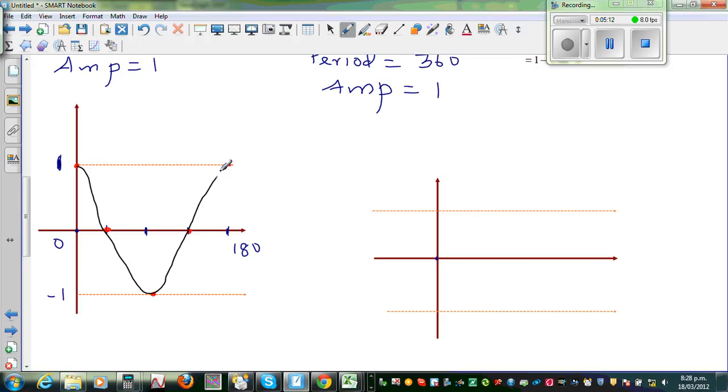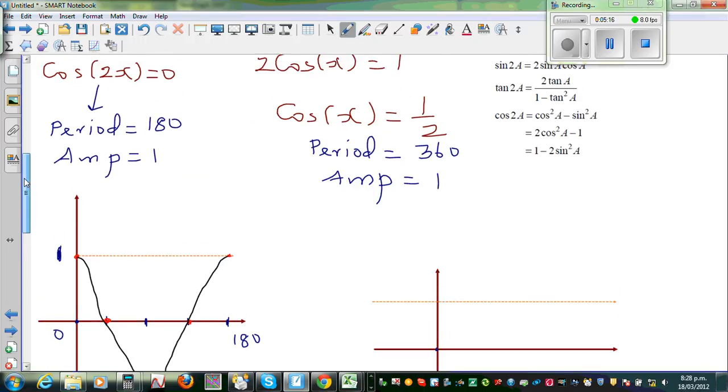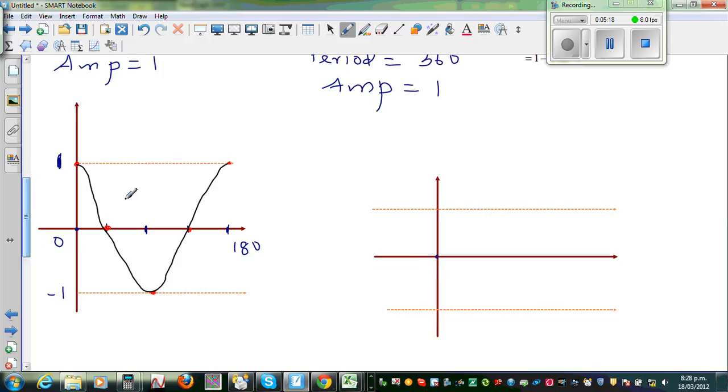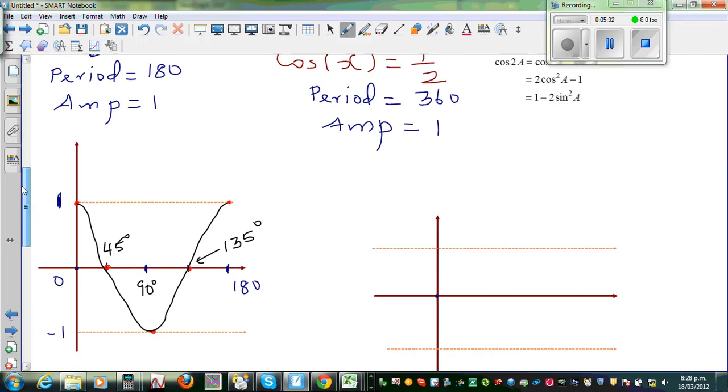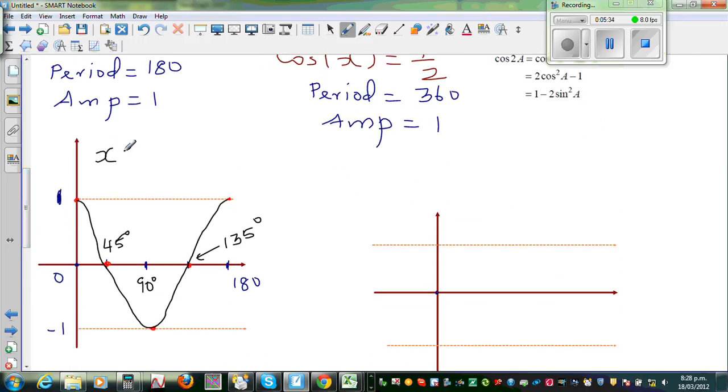Okay, now from the graph you can see where your cos x becomes 0. That's your equation. So this is 90 degree, this is 45 degree, and this is 135 degree. So the answer from the graph itself, you can say your x is 45 degree and 135 degree.